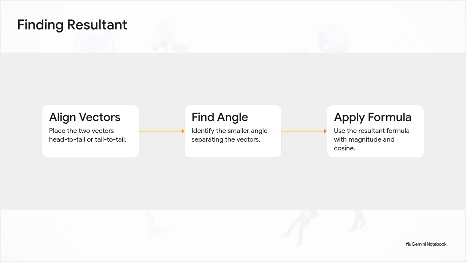Next, you find the angle between them, always making sure to pick the smaller angle when they're tail to tail. And finally, you run them through the resultant formula. This beautiful formula blends the magnitudes of both vectors with the cosine of the angle between them, which calculates the exact path the object is ultimately going to take.